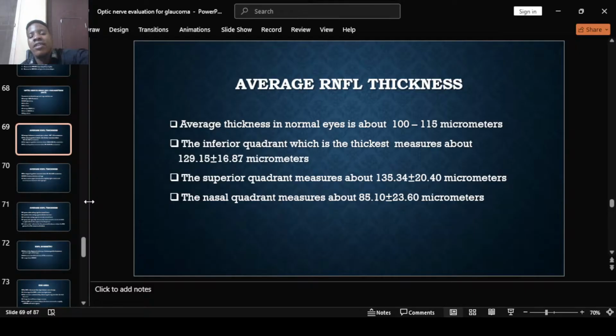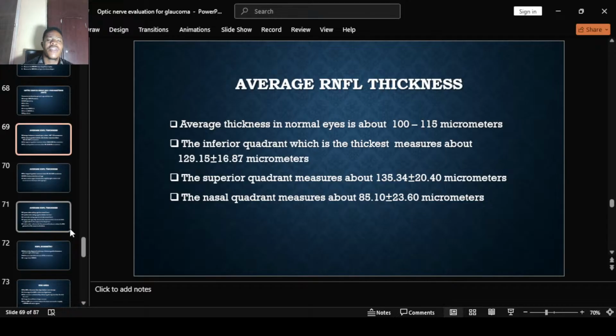The average thickness in normal eyes is about 100 to 115 micrometers. The inferior quadrant, which is the thickest, measures about 129.15 plus or minus 16.87 micrometers. The superior quadrant measures about 135.34 plus or minus 20.40 micrometers, while the nasal quadrant measures about 85.10 plus or minus 26.60 micrometers.